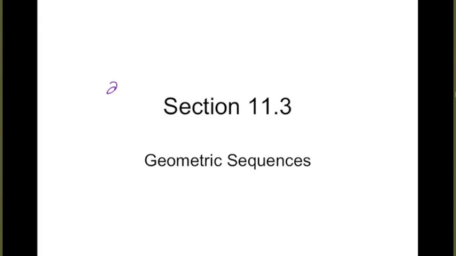Yesterday we learned about a type of sequence called an arithmetic sequence, where we're adding or subtracting the same thing each time. Today we're going to talk about a type of sequence called a geometric sequence. A geometric sequence is where we are multiplying or dividing by the same thing each time, but we want to think about what we are multiplying by.